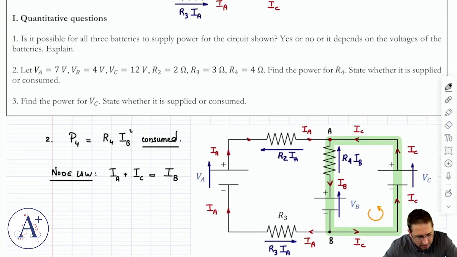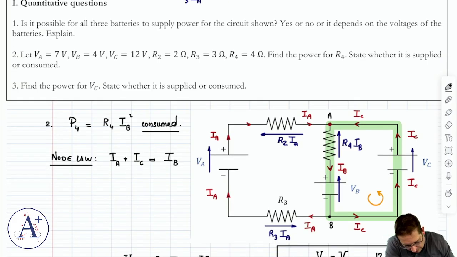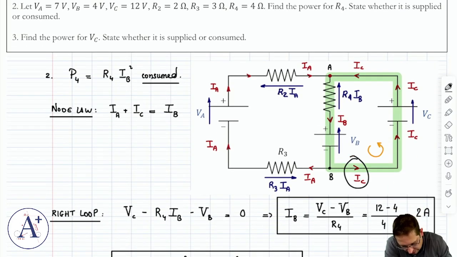All right. Then find the power for VC, state whether it is supplied or consumed. Okay, now the power for VC, by definition, is going to be VC times IC, which means I have to solve for the current IC. All right. Now the thing is, the current IC, if I look at it, never flows through a resistor, meaning that it never shows up in a voltage, right?